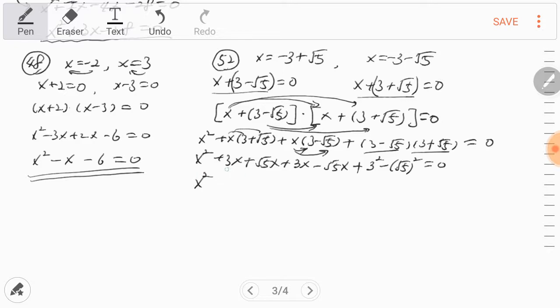Okay, combine the like terms: 3x plus 3x is 6x. And square root of 5x minus square root of 5x, these two cancel out. And 9 minus, square root of 5 squared is 5. So finally, x squared plus 6x plus 4 is equal to 0. So this is the quadratic equation that has the solutions negative 3 plus or minus square root of 5.